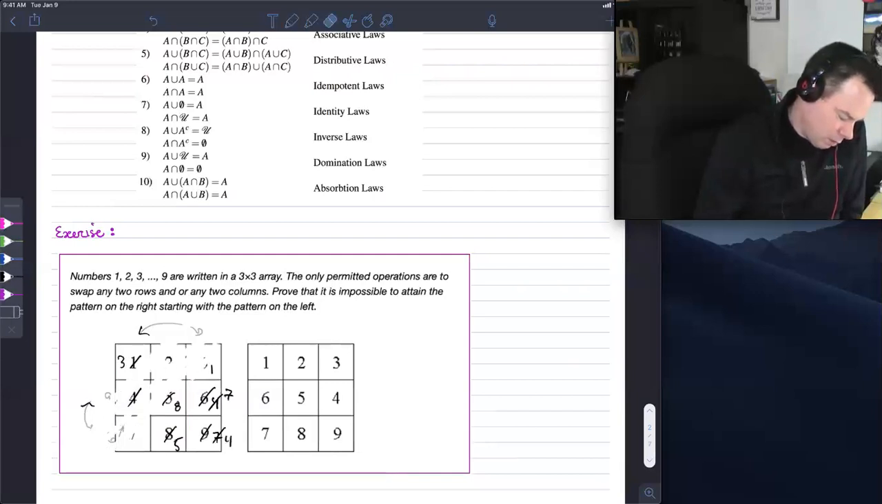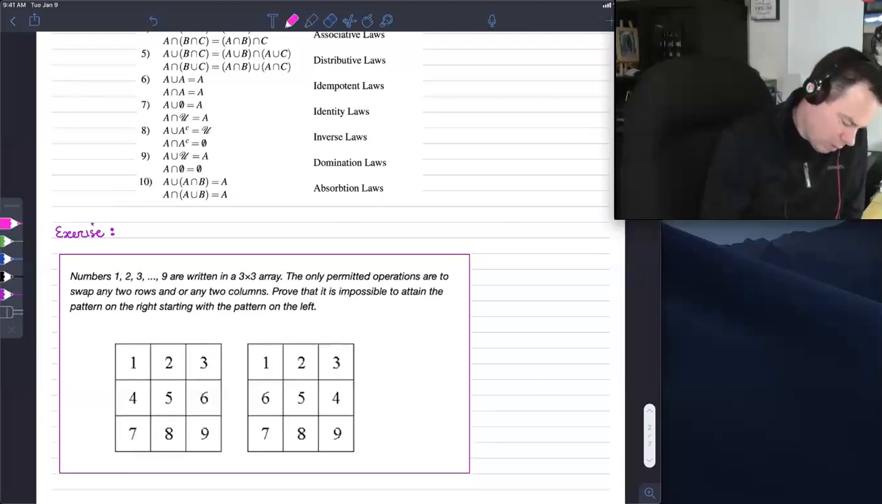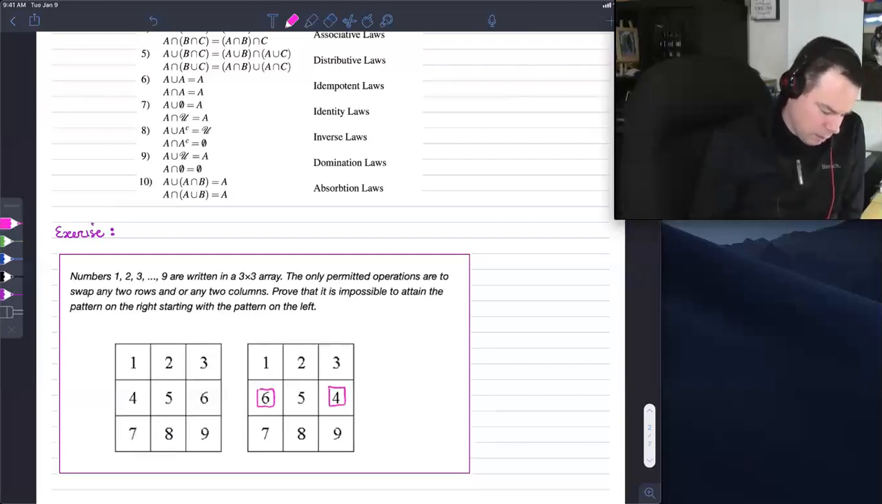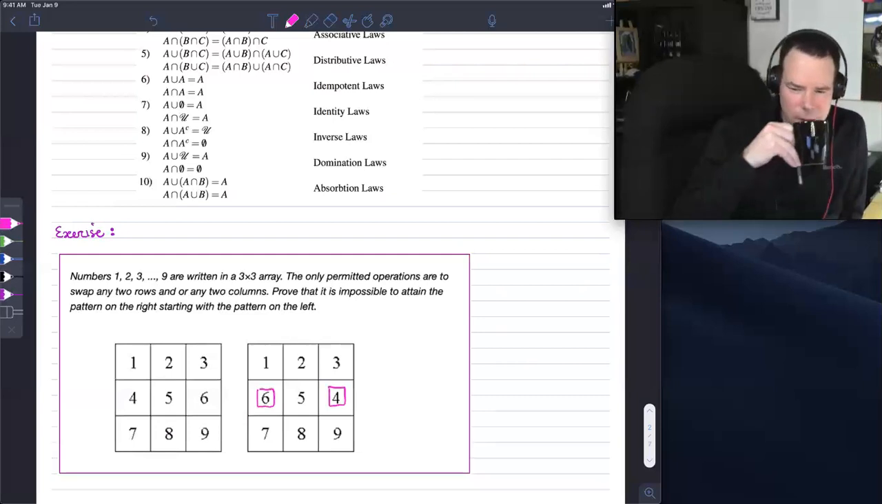The question is, if I start with the numbers arranged as they are on the left, to prove that it is impossible to produce the configuration on the right, where I will bring your attention to what's happened on the right. 1, 2, 3 are in the same spot, but 6 and 4 have been swapped. And then 7, 8, 9 are all in the same spot. So I want you to just take a minute or two to think about why it should be impossible to do that.